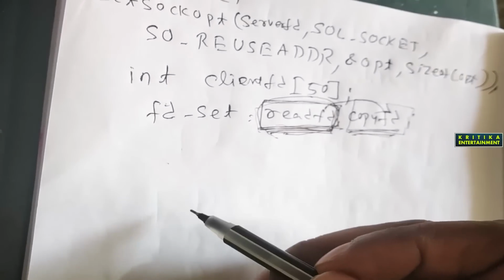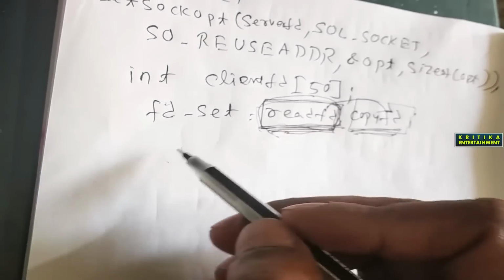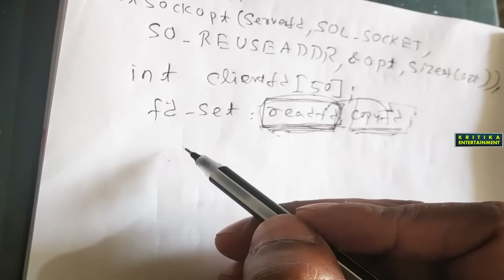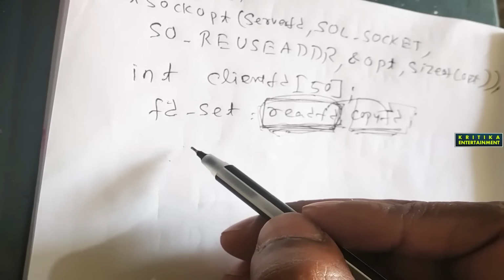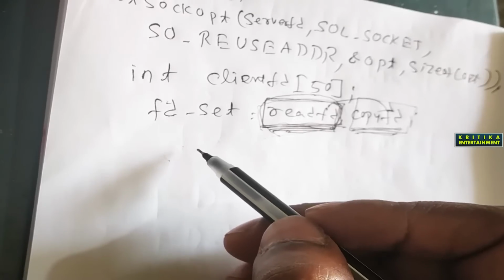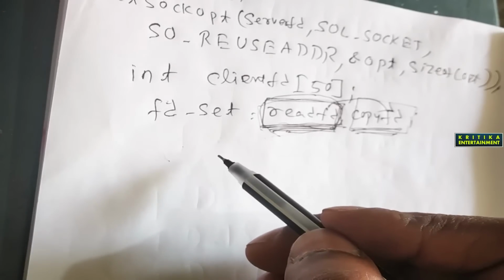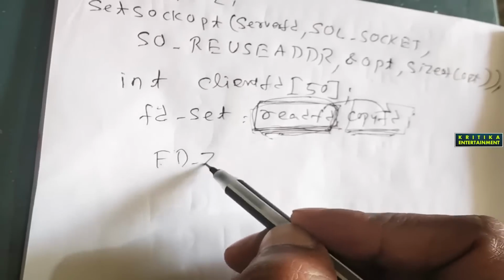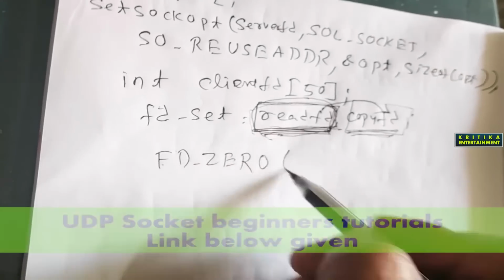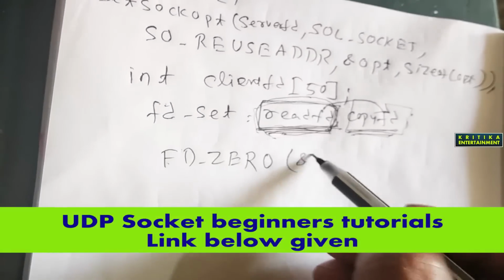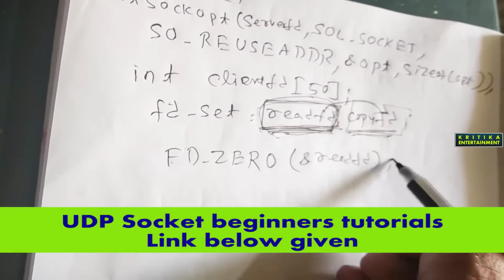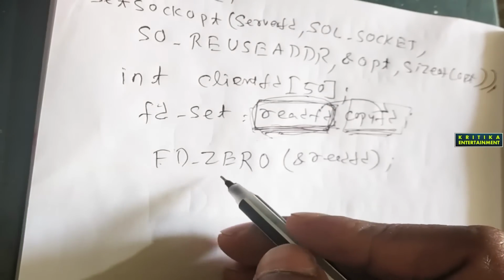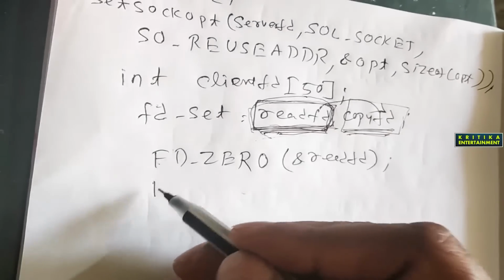After declaring, I told you there are two FDs. So first thing you will add: my FD set I will declare. I will make each bit 0. So here we will write read FD set, initially making it 0. All bits will be 0, so that a new FD I can add.